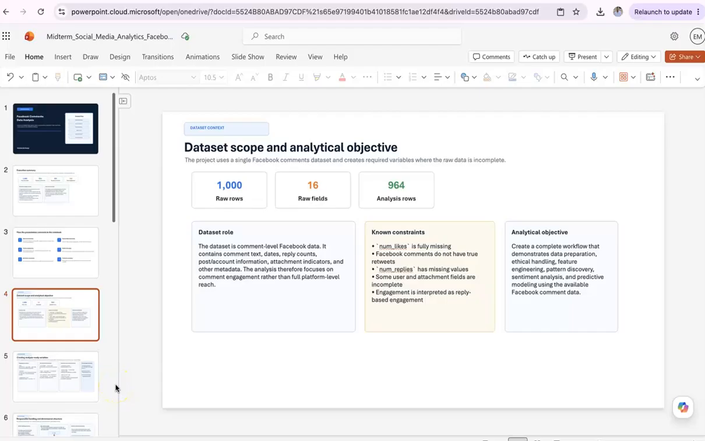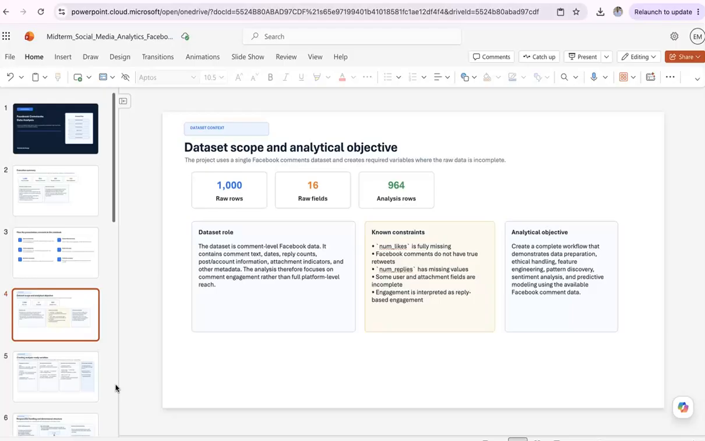For this next slide, I'll be talking about the dataset scope and analytical objectives. As earlier mentioned, in this project, I used the Facebook comments dataset. One important challenge is that the raw file was not perfect. The likes column, for instance, was unusable, and Facebook comments do not have fields like retweets. Because of that, the notebook creates required variables where necessary and explains the limitations.